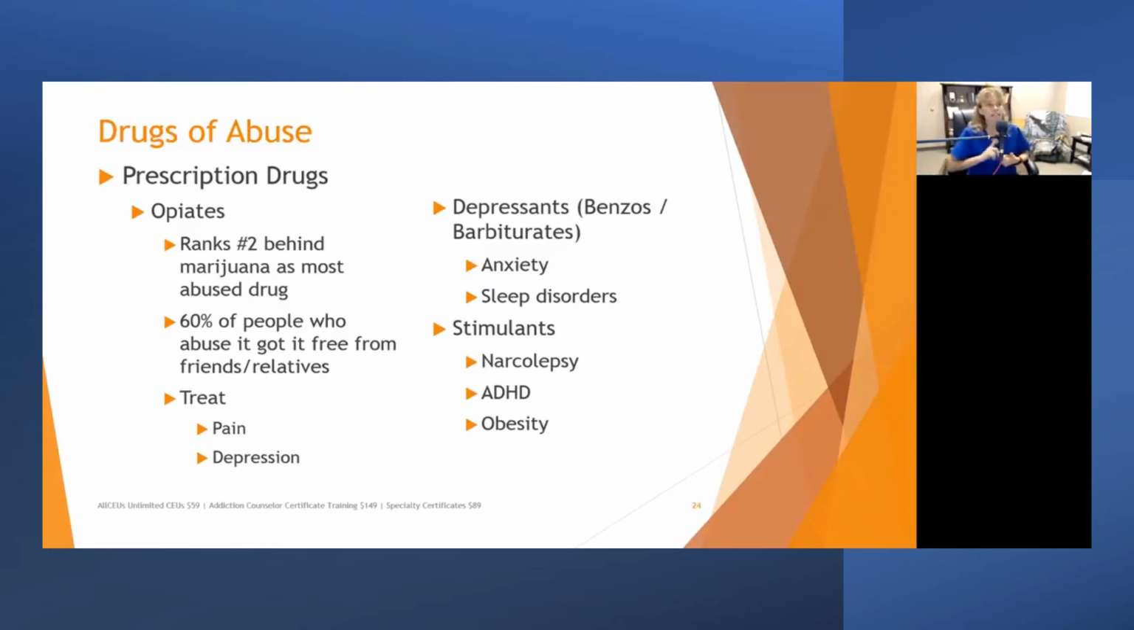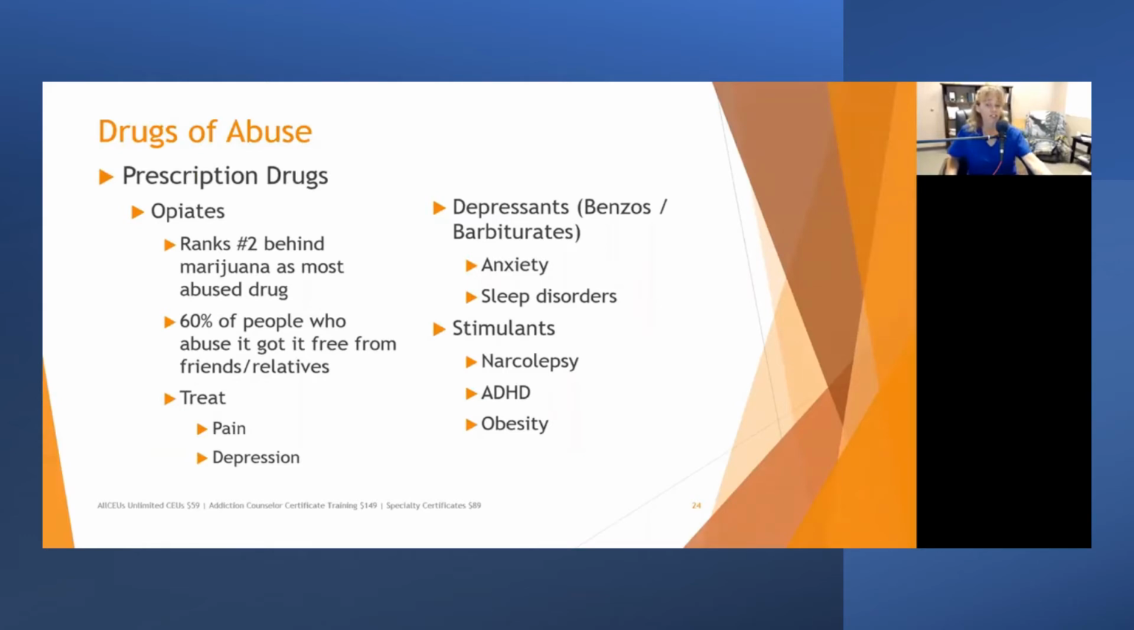So we've covered alcohol, cannabis, stimulants, hallucinogens. Let's move on to those prescription drugs. You have opiates, which rank number 2 behind marijuana as the most abused drug out there. 60% of people who abuse it got it free from friends or relatives. They didn't go to their doc and try to get a prescription. They got it from a friend.